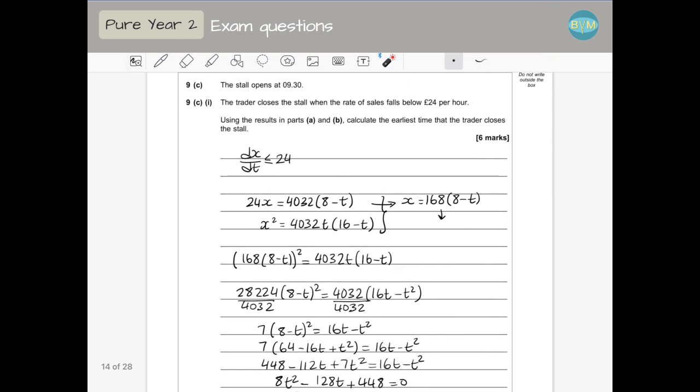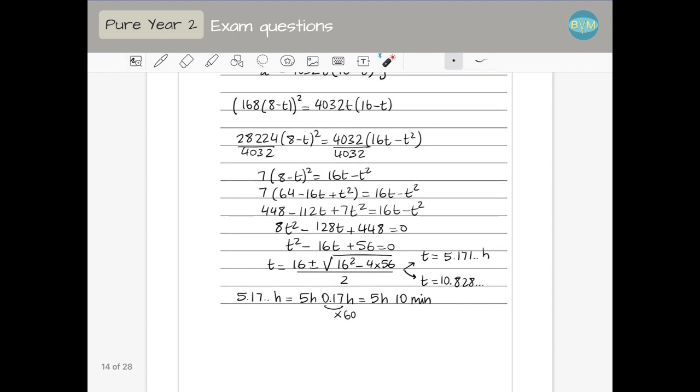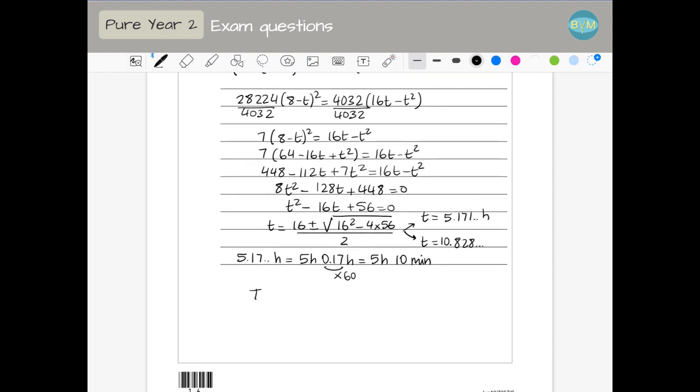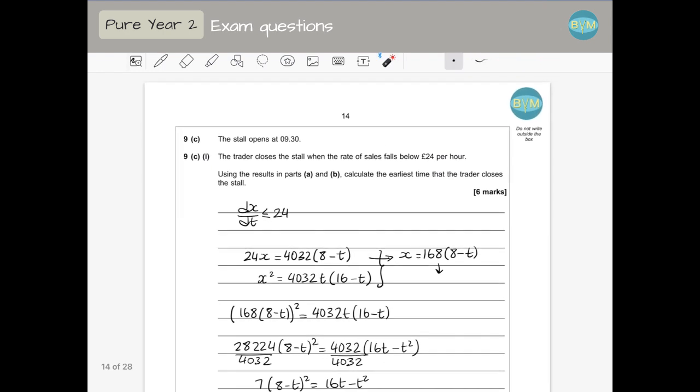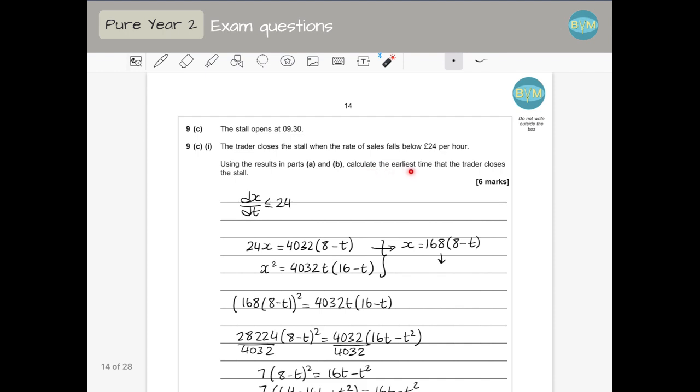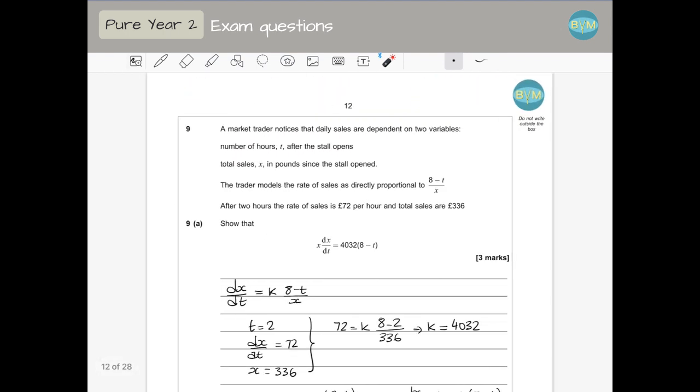It opened at 9:30, so the time it closes, I'm going to write here, is at 14:40, or 2:40 p.m. And that's all with this question. That's what they ask in this part, when it closes, the earliest time. And that's all with this question.